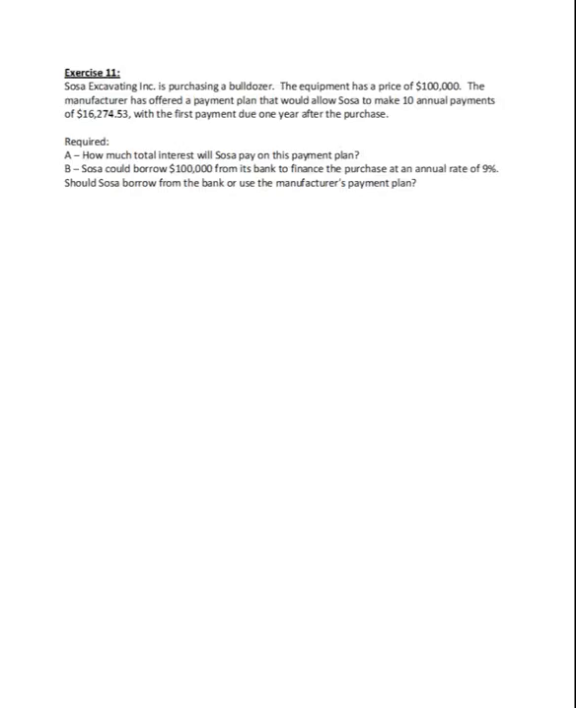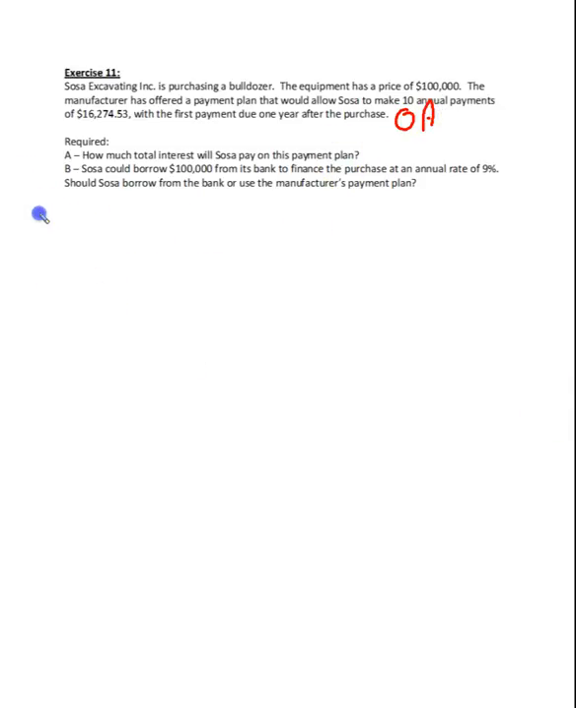Okay. And then we have exercise 11. Exercise 11 reads, So-so Excavating is purchasing a bulldozer. The equipment has a price of $100,000. The manufacturer has offered him a payment plan that would allow SOSA to make 10 annual payments of this amount, with the first payment due 1 year after the purchase. So that makes that an ordinary annuity. How much interest will SOSA pay?